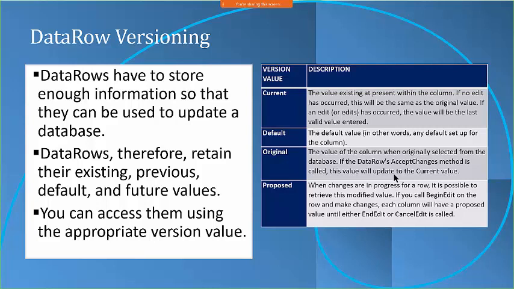And so the reason why, for each data row, it will actually store current, default, original, and proposed, so that a data adapter later on can use that to update the database it might be associated with. So current is the value that's presently within that column. If no edit has occurred, that will be the same as original. Default is what the default is, if any has been set up for that column. Original is what was there before the last change. And proposed, when changes are in progress for a row, it is possible to retrieve this modified value.